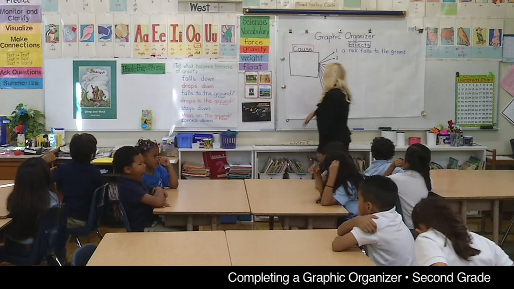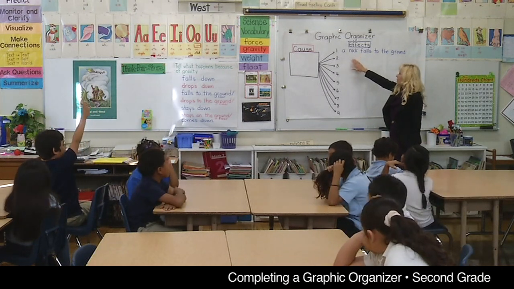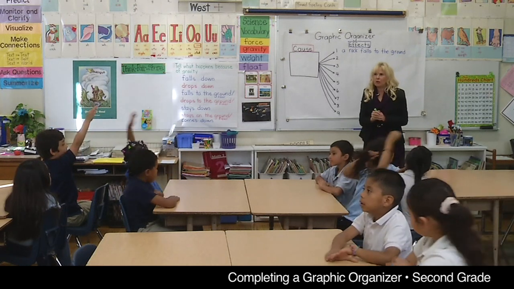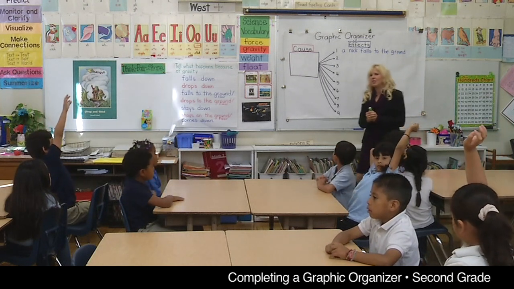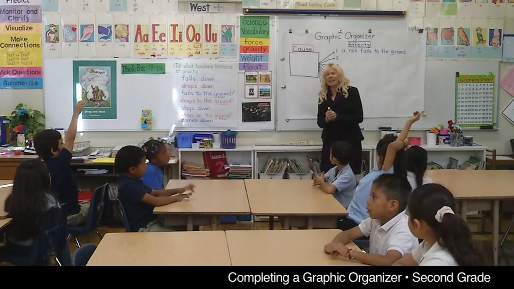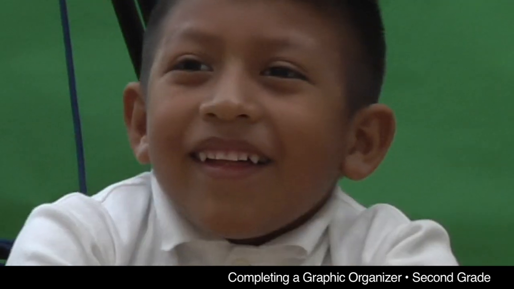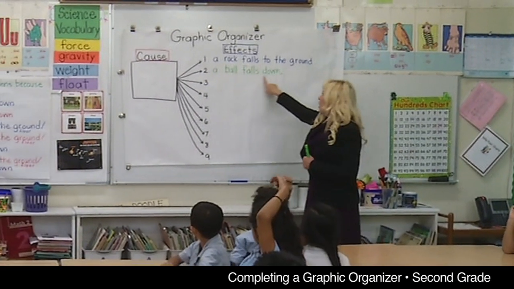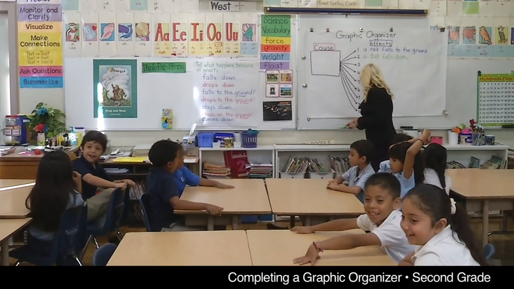Let's think about what other ideas we shared that tell what happens because of gravity. So I want you to tell me what your partner said. So I'm going to pick on people that are giving me their full attention. All right, so Giovanni, what did your partner say? What happens because of gravity? Fall down in the ground. Okay, a ball falls down. Very good. All right, Genesis, what did your partner tell you?